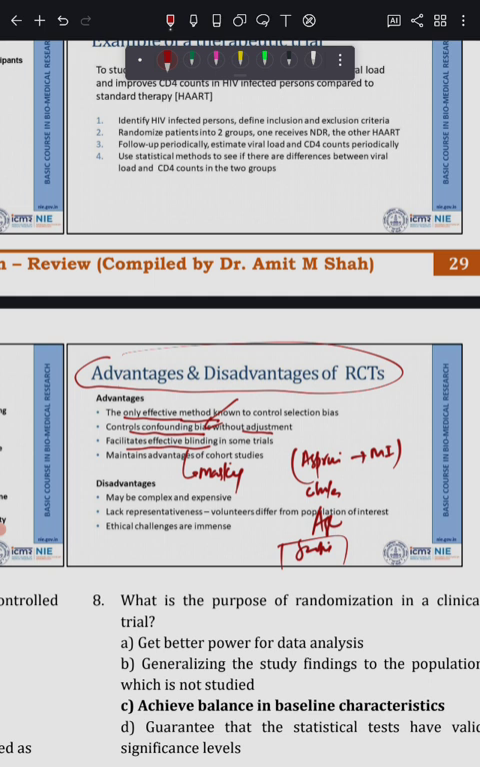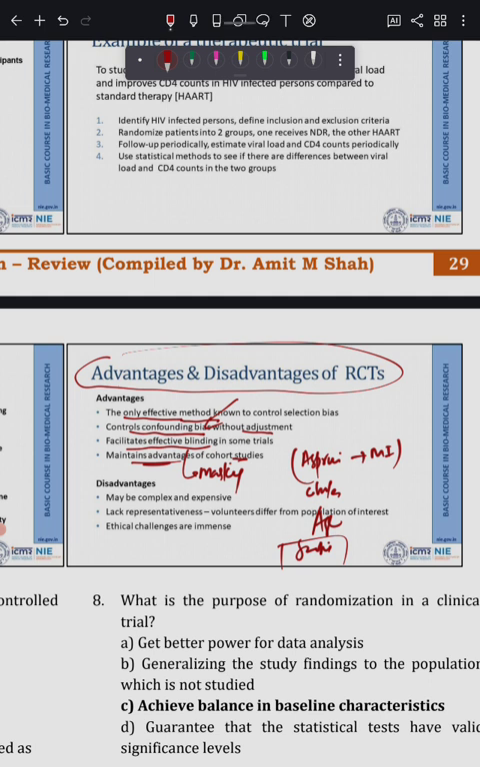It maintains the advantage of cohort studies. Because like cohort studies, RCTs track outcomes after exposure or intervention, reducing recall bias and allowing temporal clarity. For example, in a trial assessing chemotherapy impact on survival, outcomes are observed in real time after randomization. It ensures cause comes before effect.